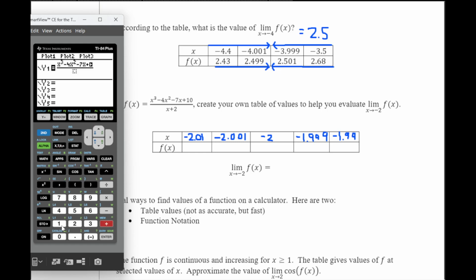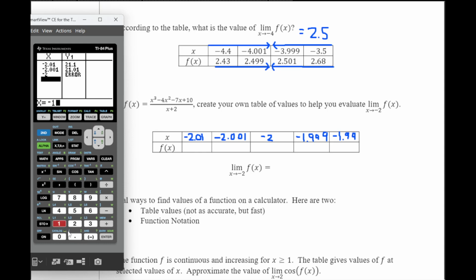If you have questions with how to input this in the calculator, you can rewind the video or ask your teacher for assistance. So once you have the function inputted here, you can go to the table, so second graph, because the table is blue here. And now all you want to do is just input your x values you made here. Negative 2.01, enter. Negative 2.001, oops, delete, enter. Negative 2, enter. You see it says error here, but that's because it's actually undefined, because you can't have a 0 in the denominator.